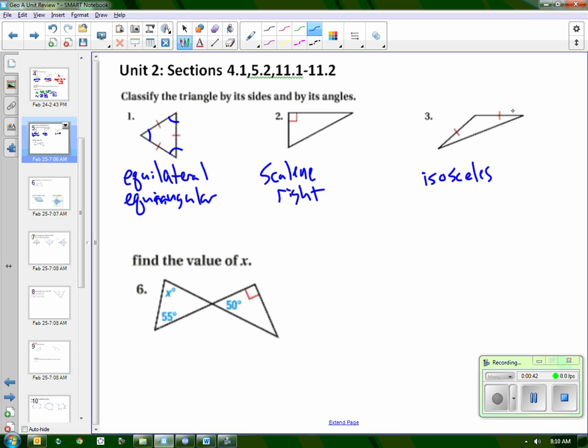And I'm pretty sure that what we're looking for here is that being an obtuse angle, but they didn't specify. I guess we're just going to say that's an obtuse angle. So it's an isosceles obtuse triangle.